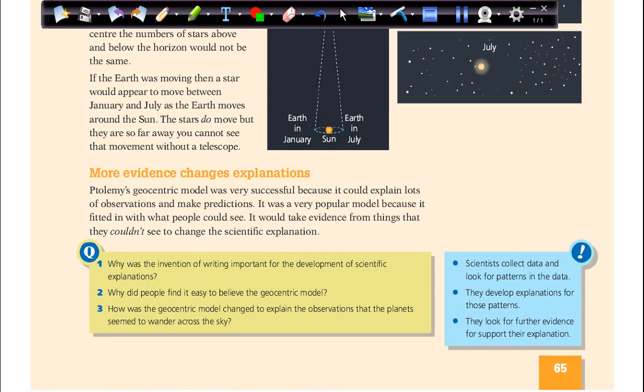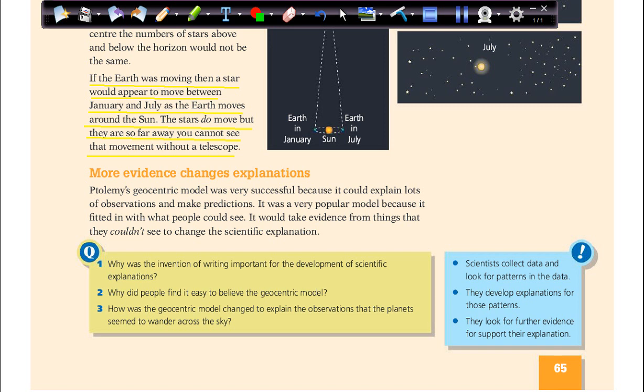If the Earth was moving, then a star would appear to move between January and July as the Earth moves around the Sun. The stars do move, but they are so far away that you cannot see that movement without a telescope. So this was his explanation. We cannot see the movement of the stars, so the Earth is not moving. If it were moving, the stars would appear to move between January and July.